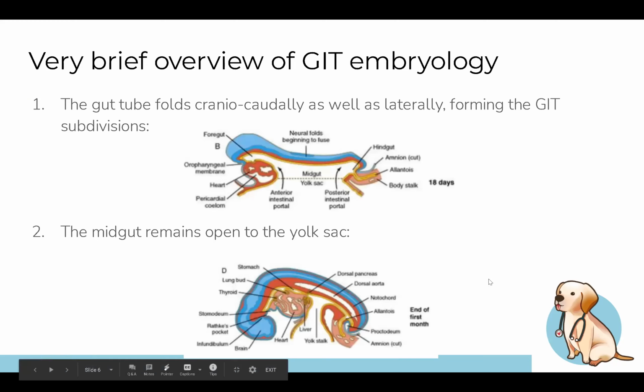Next slide. The next section is a super brief overview of all of GIT embryology. As I was saying earlier, the gut tube is literally just a tube. You can see it here, and it's split up into 3 sections. We have the foregut, which is closer to the cranial end or the head end. Cranial relates to the word cranium, which is the skull. Then we have the midgut, which is in the middle, and then we have the hindgut.